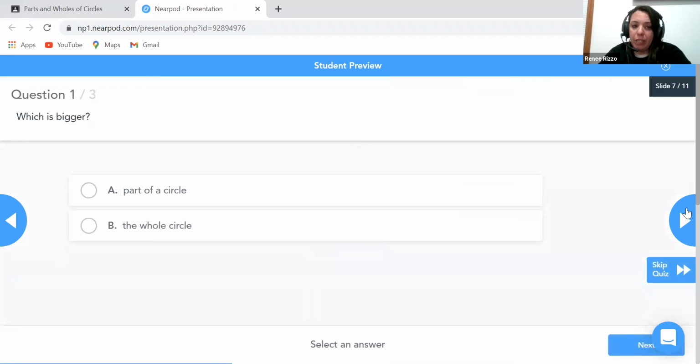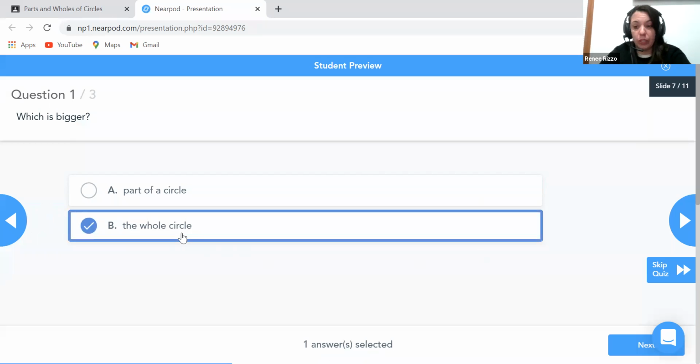So which is bigger, A, a part of a circle, or B, the whole circle? When we think of the definitions, part meant some of it, right? And a whole meant a circle in its entirety. So obviously an entire circle is going to be bigger than some of a circle or a part of a circle. So which is bigger? It will be B, the whole circle.